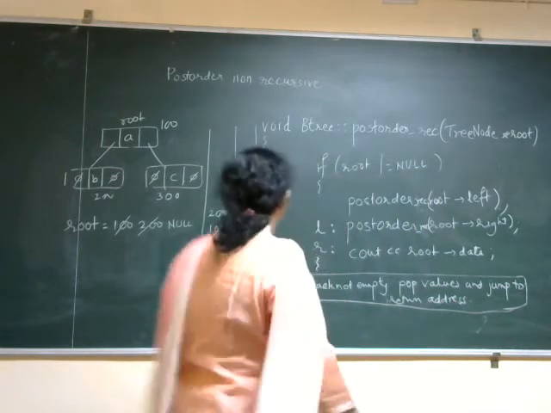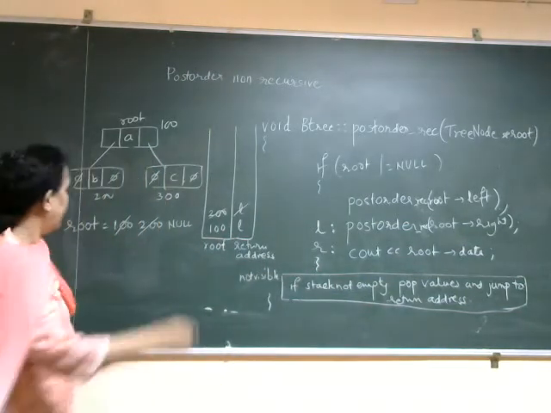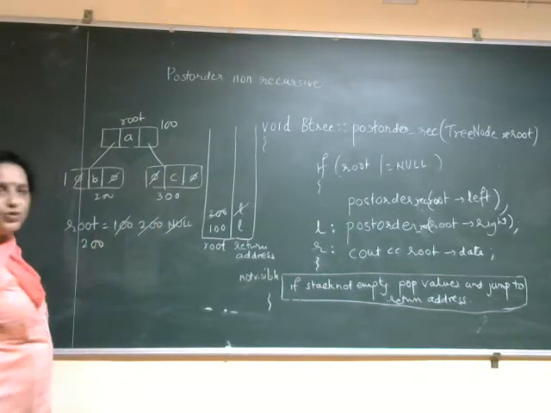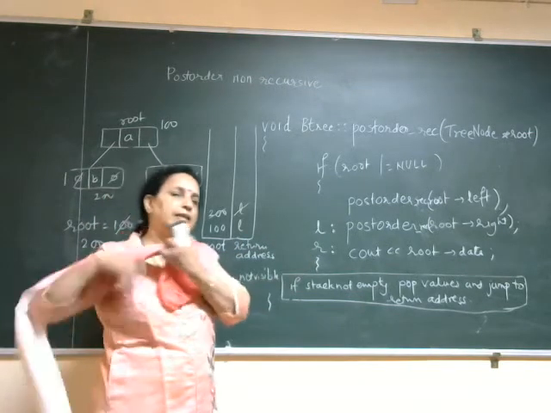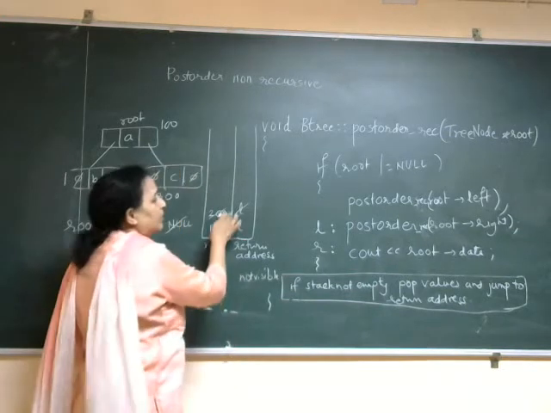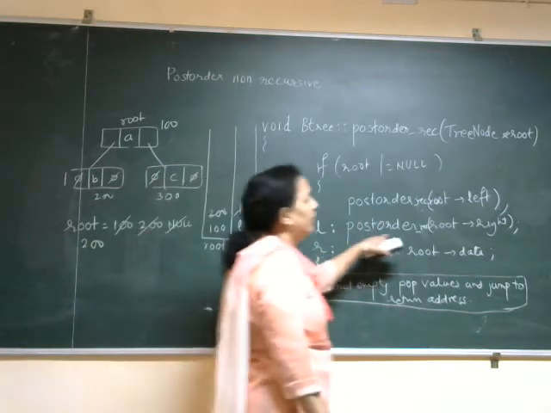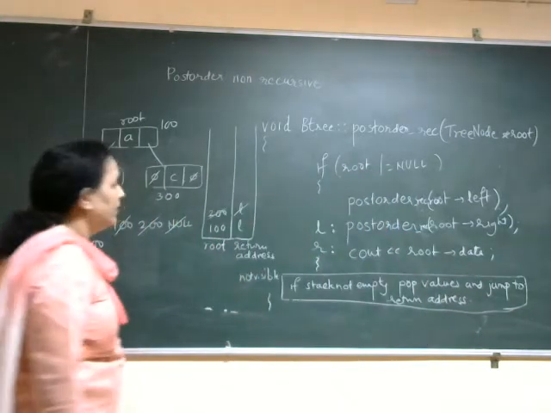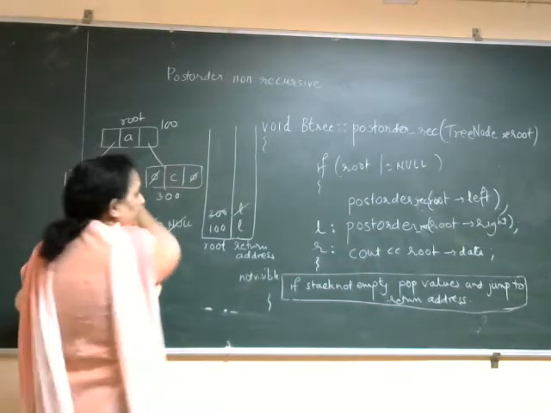So I'll pop which value? 200 with L. So now my root value will be 200. And I should jump to this L. Okay, L means this is return address. So I pop this. Okay, so I'll go to post order root pointer right. Now root value is 200. 200's right. Now 200 right is null again.